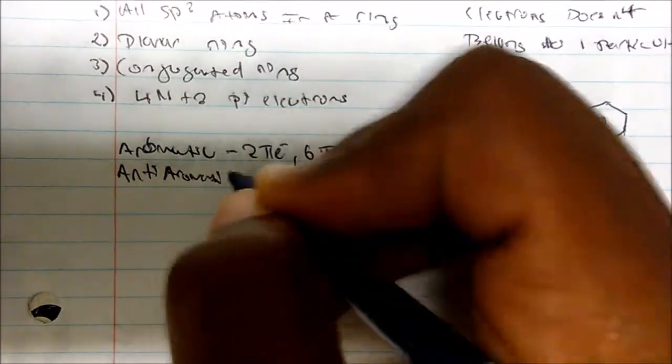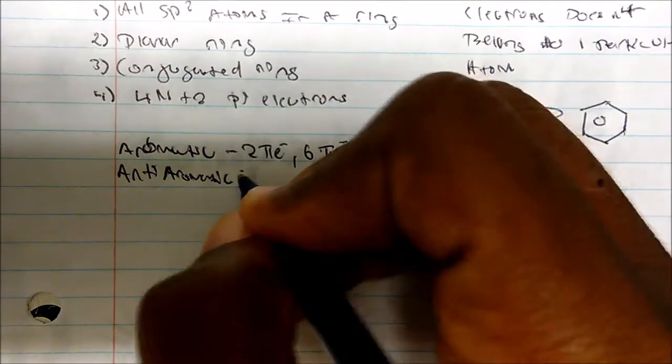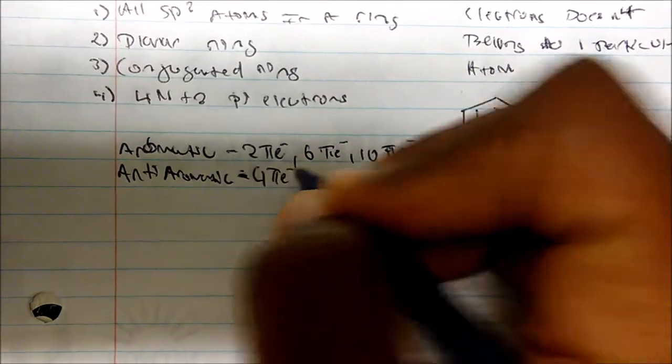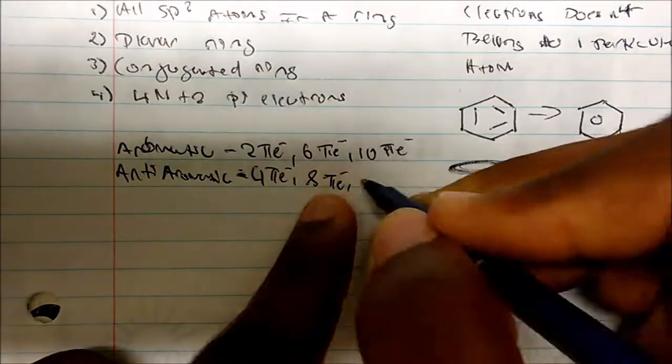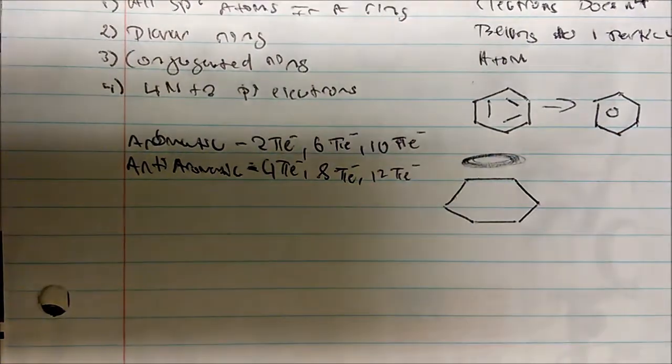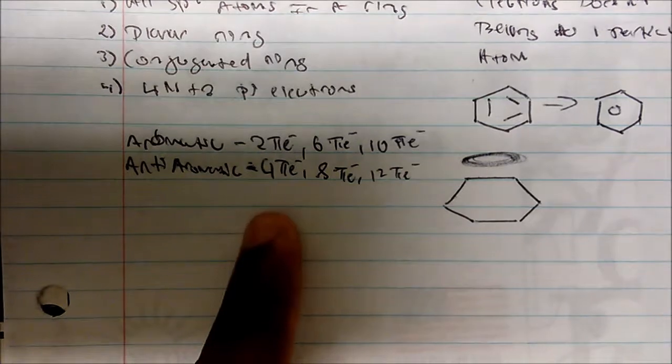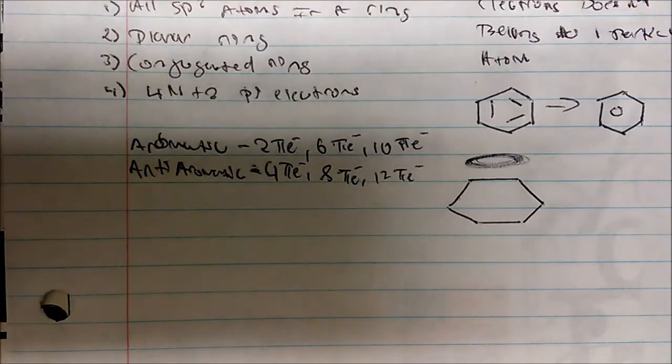All right. For anti-aromatics, I start at 4, so I have 4 pi electrons, and then I add 4 more to that. That will give me 8 pi electrons. Add 4 more to that. That's 12. Okay, so notice the difference. Okay, so this is what we need to know.